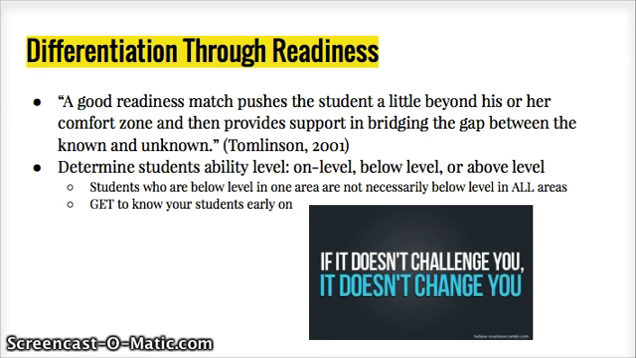We can do this by analyzing data from standardized test assessments, speaking to past teachers, speaking to parents, administering pre-tests, or most importantly, talking and meeting with our students. We need to really know our students in order to provide them with effective learning opportunities.